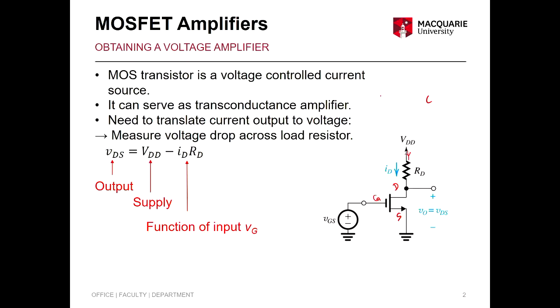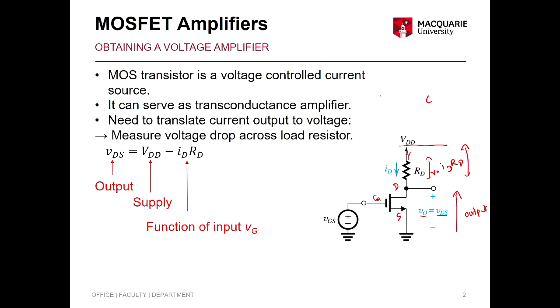Because there's a current, there's a voltage drop across this resistor RD. The voltage across that is ID RD. Usually we get the amplified output from the drain terminal with respect to the ground. That's the output. The output voltage is VDS, which is equal to VDD, the total voltage, minus this voltage drop, IDRD.